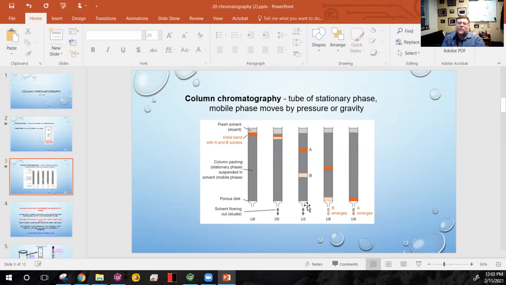So what you're doing is you're basically moving test tubes at the bottom of the column. As solvent elutes off the column, you collect it. And so you ideally get B in a test tube, and then a few test tubes later, you get A in a test tube, and you've separated A and B physically.